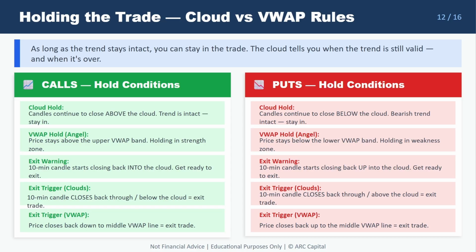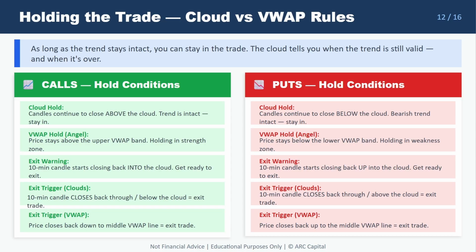You can always see if the volume is sustaining or not, if it's going to chop through, or if it's just a test, right? So the exit trigger is a 10-minute close back through the cloud, or VWAP below the cloud. This means exit your trade, right? This means that you're potentially looking at a trend flip. And then your exit trigger for VWAP is when price closes back down to the middle VWAP line, right? Exit the trade.